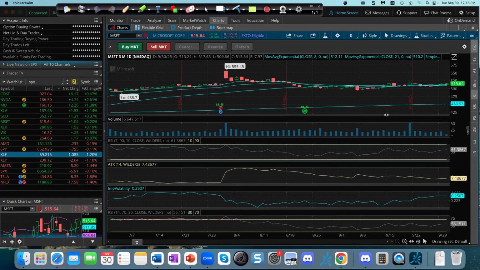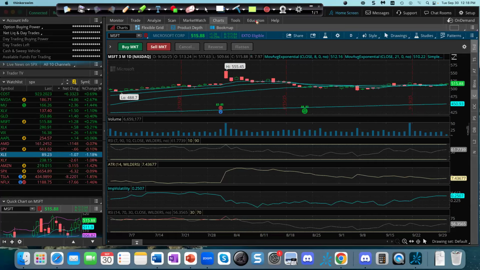And today I'm going to talk about long diagonals a little bit, the poor man's covered write. Here's a price chart of Microsoft. I'm going to use that as an example. Generally this isn't the same horsepower as an NVIDIA or Tesla or Palantir or any of those that really move crazily, excuse the expression. Over the last 3 months, it's relatively tame.